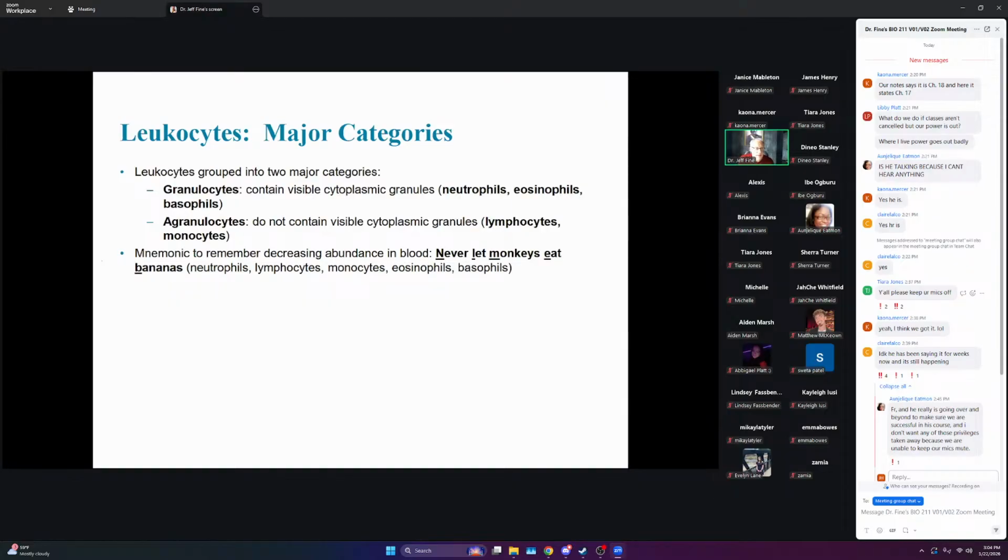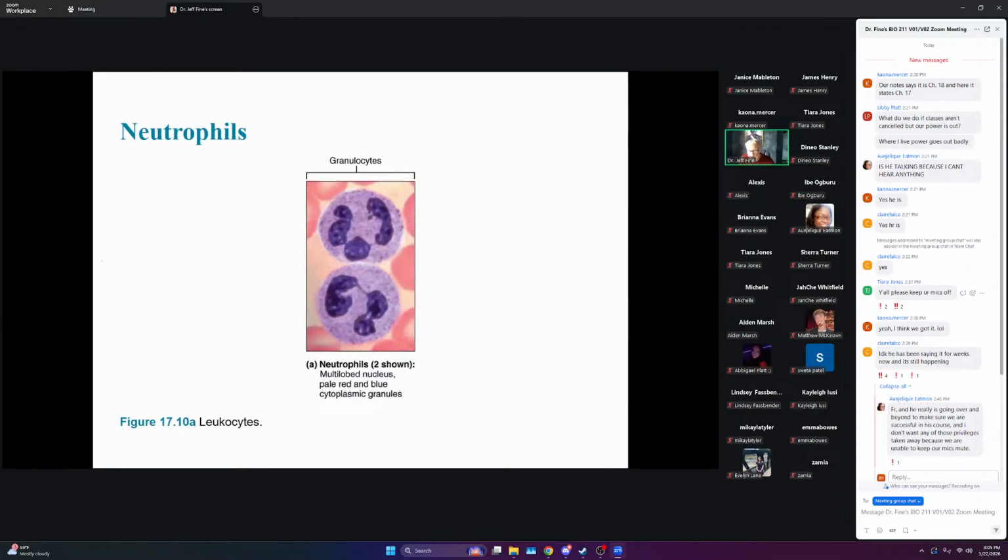We talked about the mnemonic to help you remember volumes of the individual types of leukocytes in our blood, starting with the highest in volume being neutrophils, N for never, the second highest being L for lymphocytes, for let, and again, the mnemonic is never let monkeys eat bananas. B for bananas is B for basophils. They're the least commonly occurring of the leukocyte groups. We'll go through these quickly because I had you for lab and I know we've covered these in detail already.